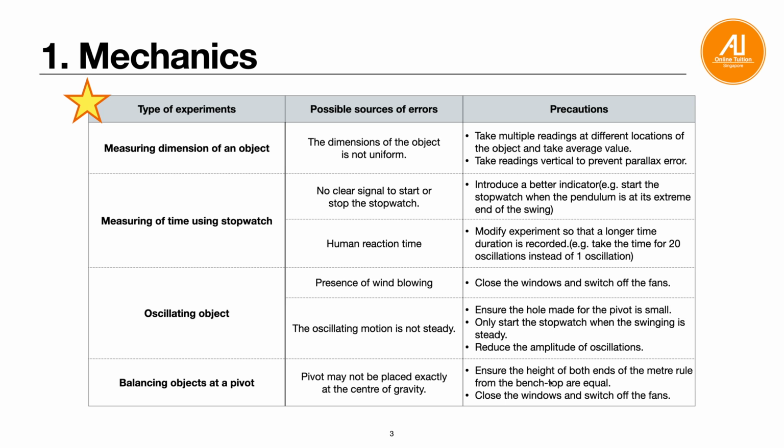So basically you put the pivot at the 50 cm mark. From the 0 cm mark to the table, you can measure the height, and then from the 100 cm mark to the table, you can measure the height. Try to make sure that both heights are about the same. If they are about the same, it means your meter rule will be horizontal. Or of course you can close the window or switch off the fan, because when the wind is blowing, it might cause your meter rule to oscillate about the pivot.